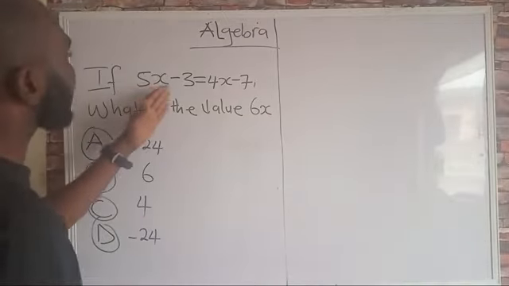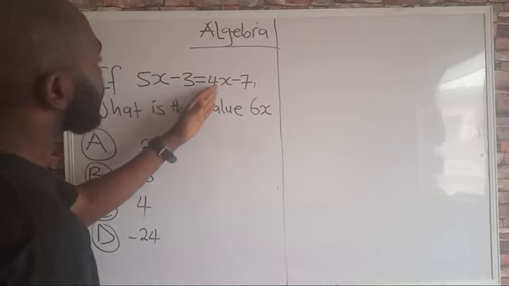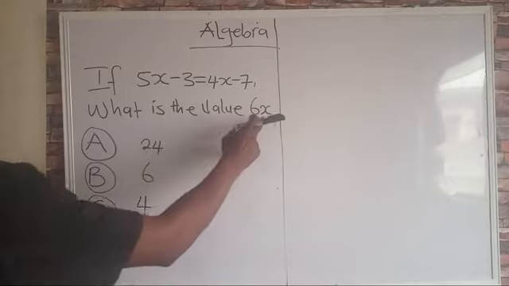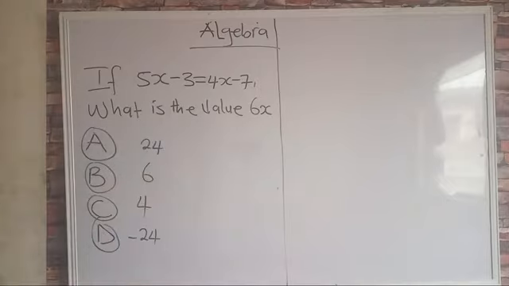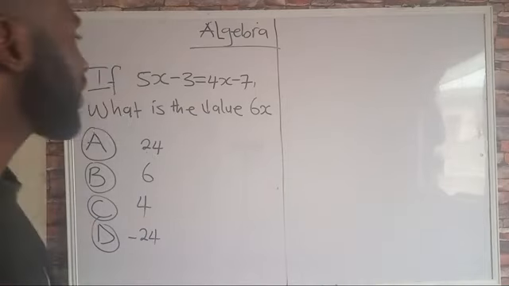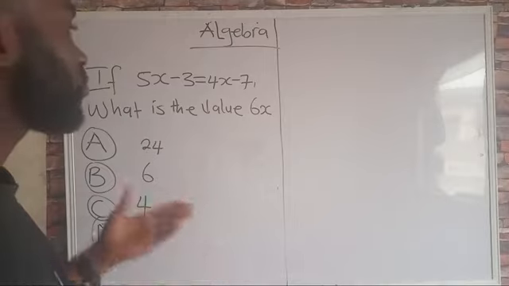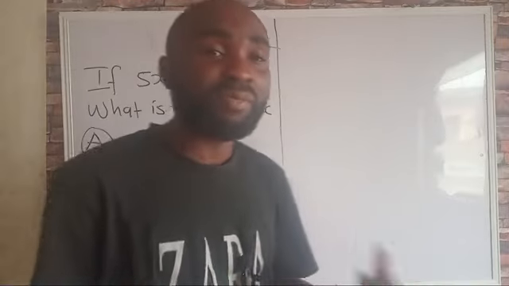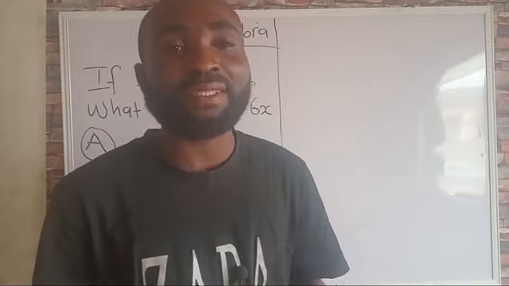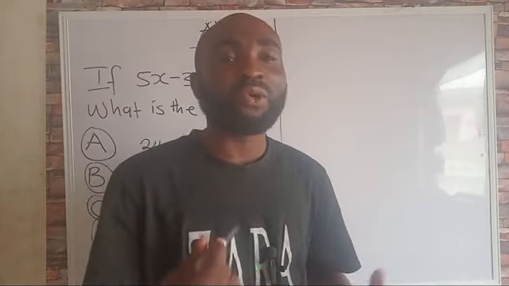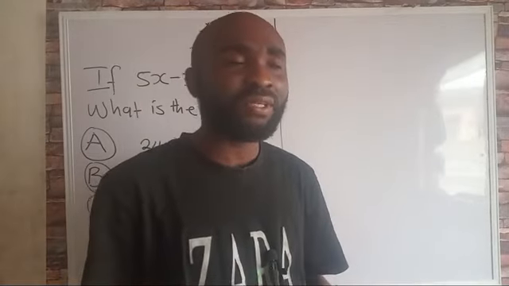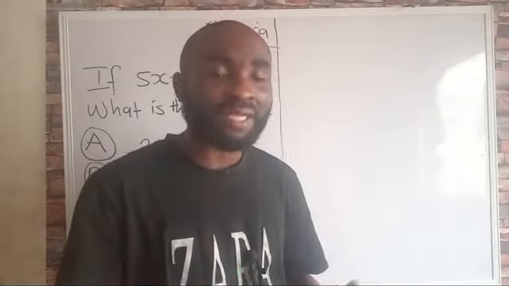If 5x minus 3 is equal to 4x minus 7, what is the value of 6x? Okay, this is a linear equation. All right, JAMB sets such questions to make students confused. And remember, this is CBT. When you sit on CBT, your mind is always asking: can I solve this question within 60 seconds? These are the kind of questions you are asking yourself.